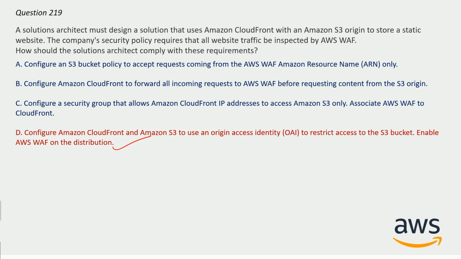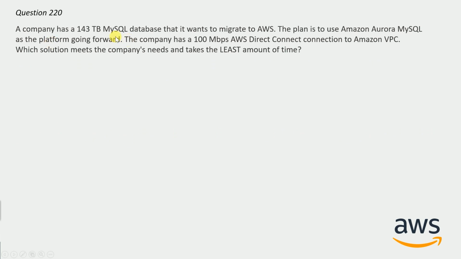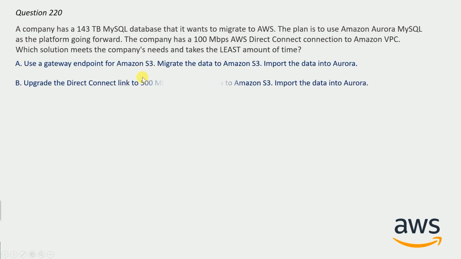And now question number 220. A company has a 143 TB MySQL database that it wants to migrate to AWS. The plan is to use Amazon Aurora MySQL as a platform going forward. The company has a 100 Mbps AWS Direct Connect connection to Amazon VPC. Which solution will meet the company's needs and take the least amount of time? And here are the options.